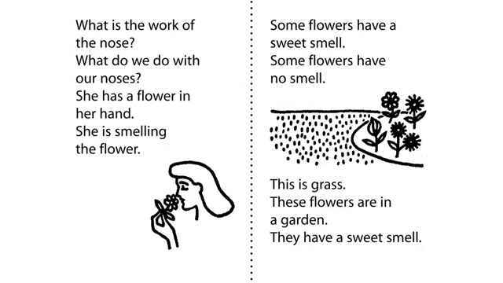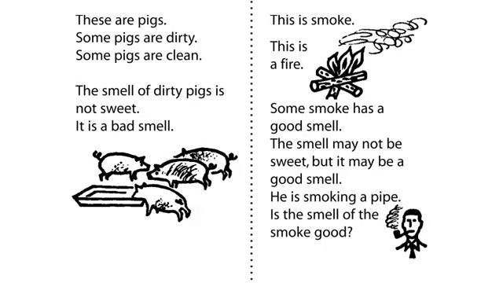This is grass. These flowers are in a garden. They have a sweet smell. These are pigs. Some pigs are dirty. Some pigs are clean. The smell of dirty pigs is not sweet. It is a bad smell.